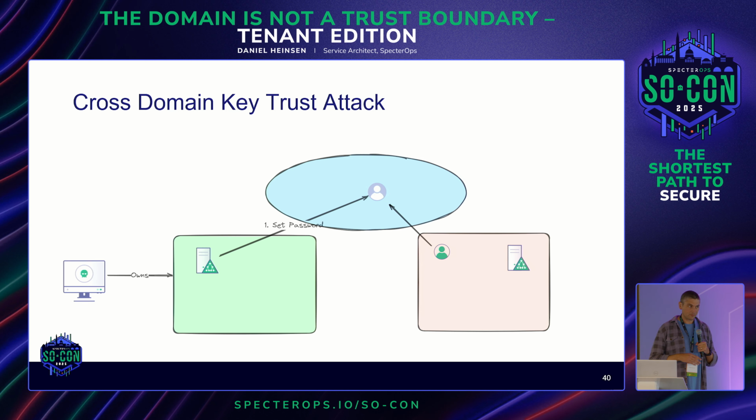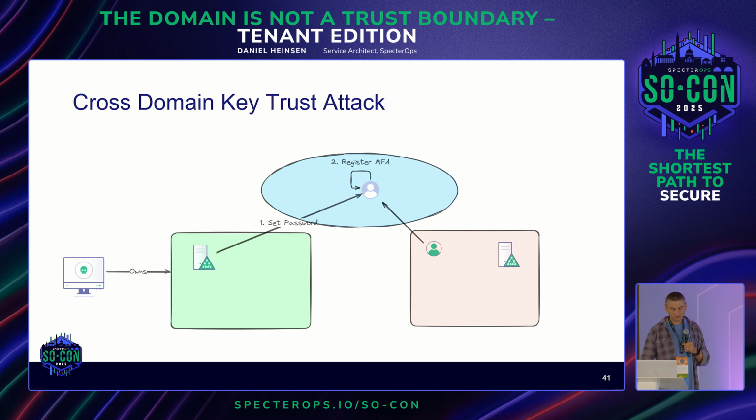So here's what we can do. With our sync account that we compromised on our green domain, we could change the password of that user, right? And you might be thinking, well, isn't that game over? Not really, because remember, that password doesn't go down. All you did was change the password for the Entra user. You didn't change the password on premises. But what you can do at that point is register MFA if there's not one already.